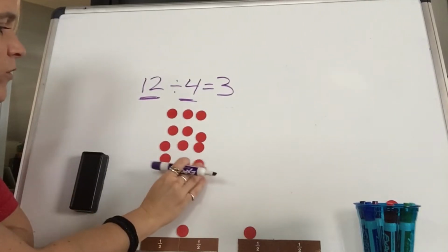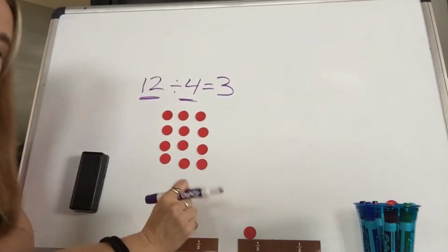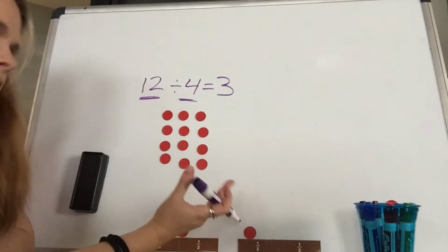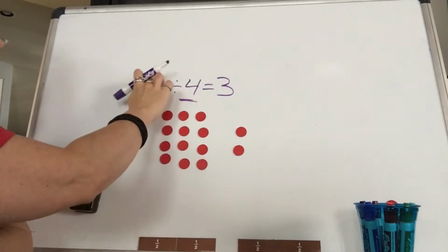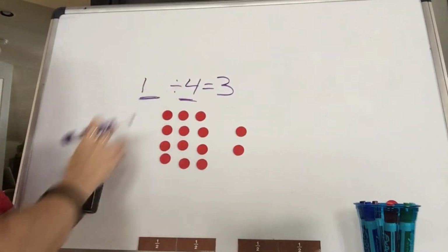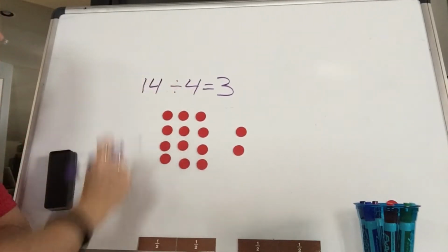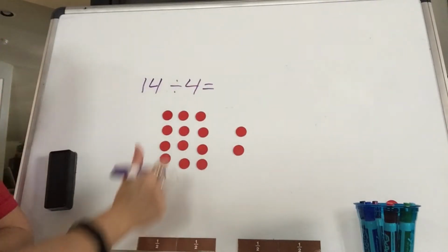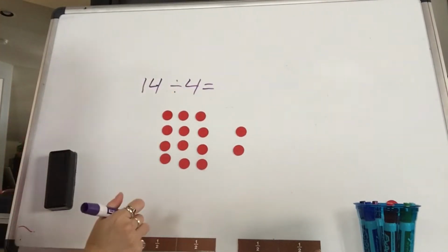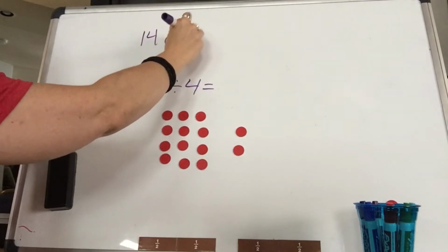As we go into fourth grade and as we move forward, we're going to talk about what if it doesn't go in evenly. So what if, instead of 12, I have 14? Let's talk about something we could divide. So we're going to talk about 14 cookies. We know the answer is not 3 because we know that 12 divided by 4 is 3. So 14 divided by 4 can't also be 3.